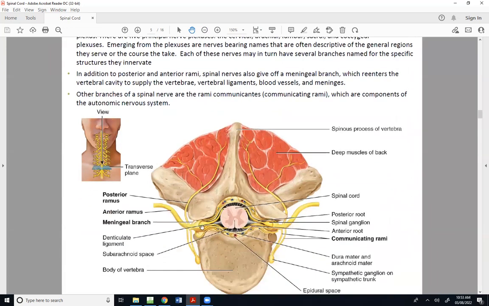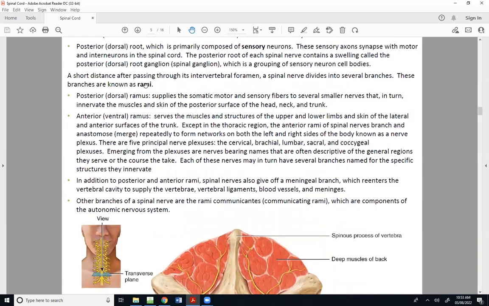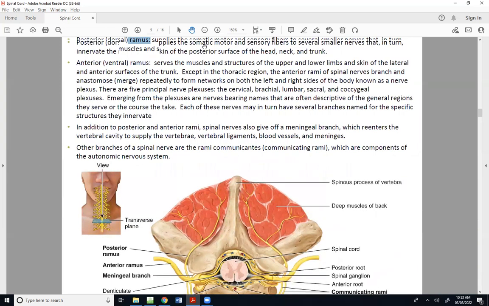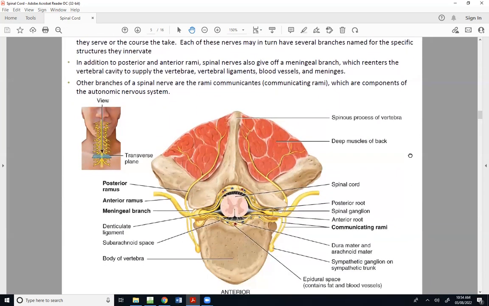But then when passing out of the spinal column between the vertebrae, that spinal nerve forks again. Okay. And these forks are called rami, which is the plural form of the word ramus. The posterior ramus is smaller than the much larger anterior ramus, and it's named the posterior ramus because guess where it goes? To the back side. It supplies somatic motor and sensory fibers to several smaller nerves that in turn innervate muscles and skin on the posterior surface of our head, neck, and trunk. So from the back of your head basically to the top of your butt is what that innervates.